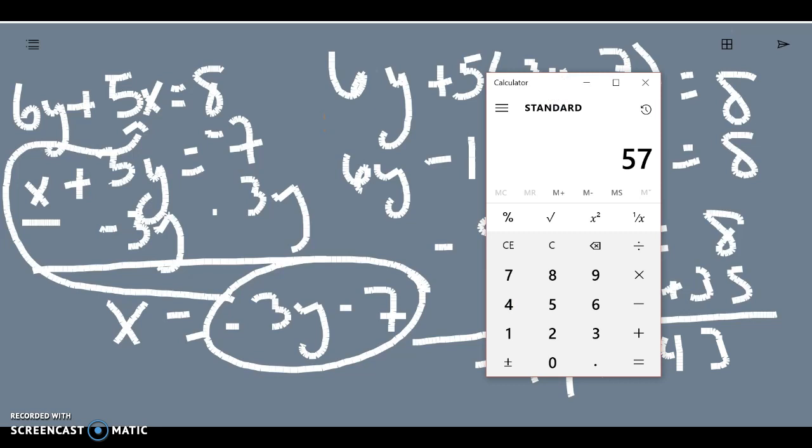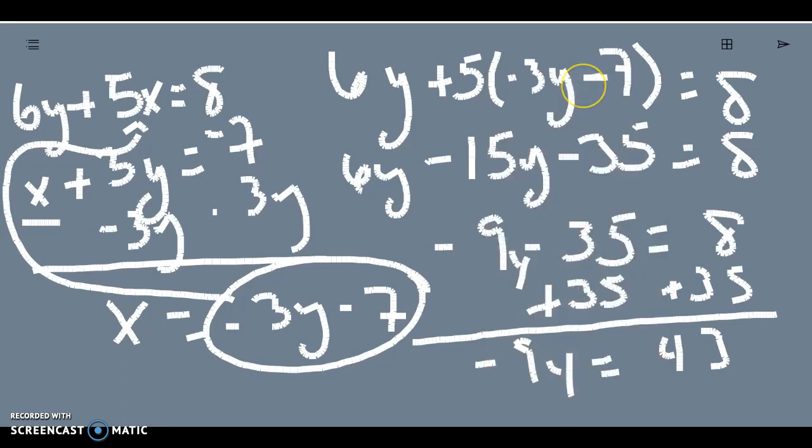I'm going to divide. They used decimals last time, so I'll use decimals this time also. Divided by 9, and I get 4.78. So y equals negative 4.78. Am I done? No. But I've definitely run out of space. Hold for just one moment. Let me clear my board.